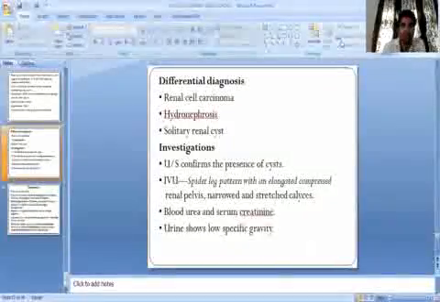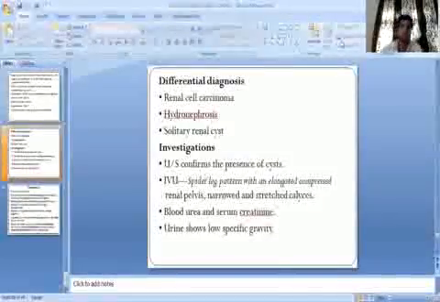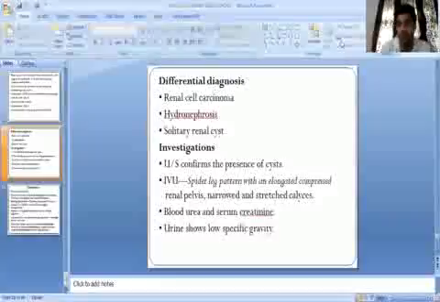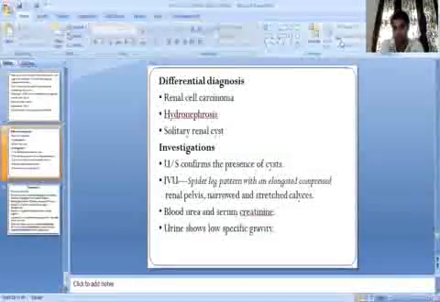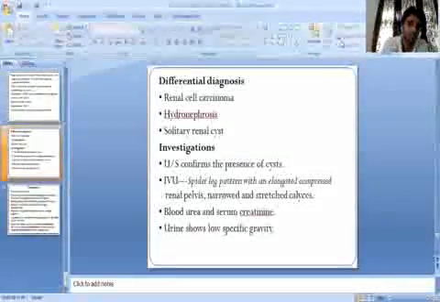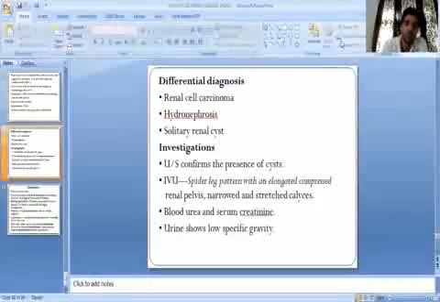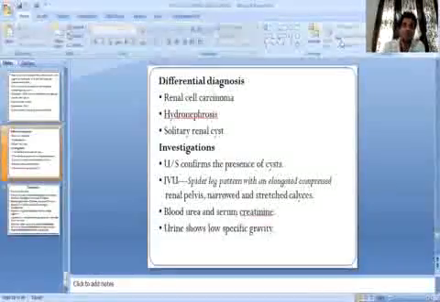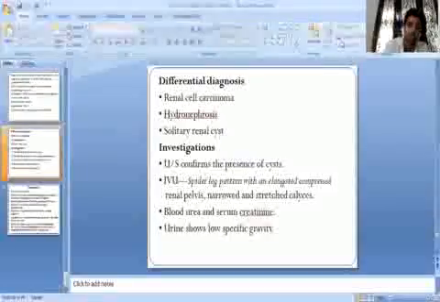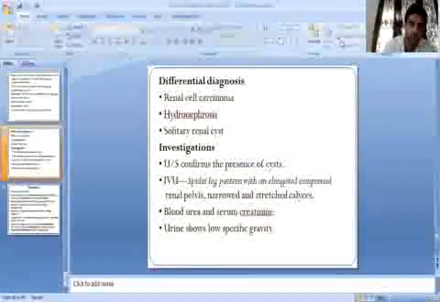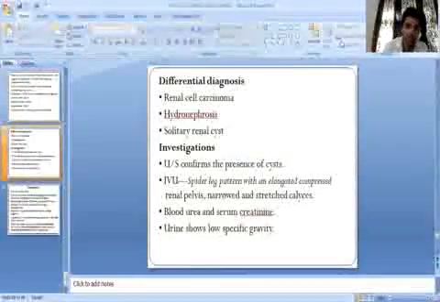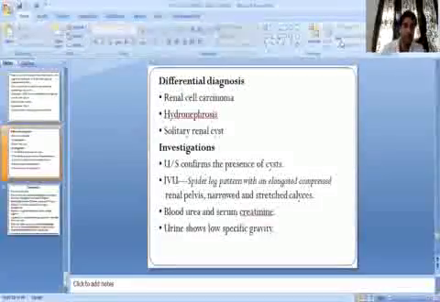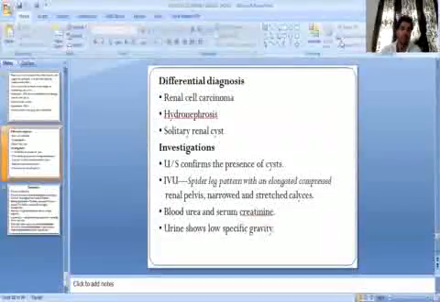Differential diagnosis: renal cell carcinoma, hydronephrosis, solitary renal cyst. Investigations: ultrasonography confirms the presence of cysts. IVU shows a spider leg pattern with an elongated, compressed renal pelvis and narrowed, stretched calyces. Blood urea and serum creatinine. Urine shows low specific gravity.